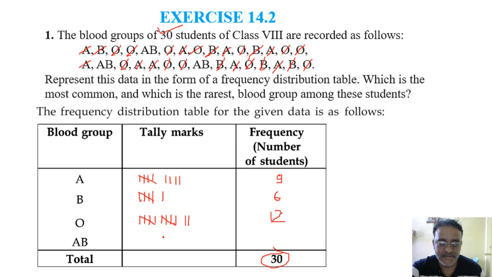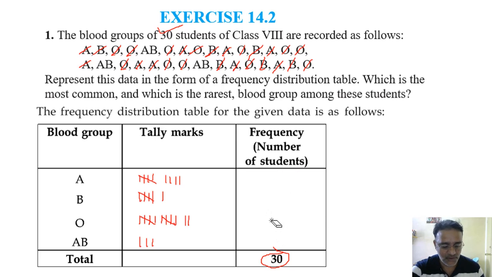AB group. 3. 3, sir. Right, it is clearly visible that only 3 is left out. So 1 2 3. Okay, so in this way you have to complete the frequency distribution table.